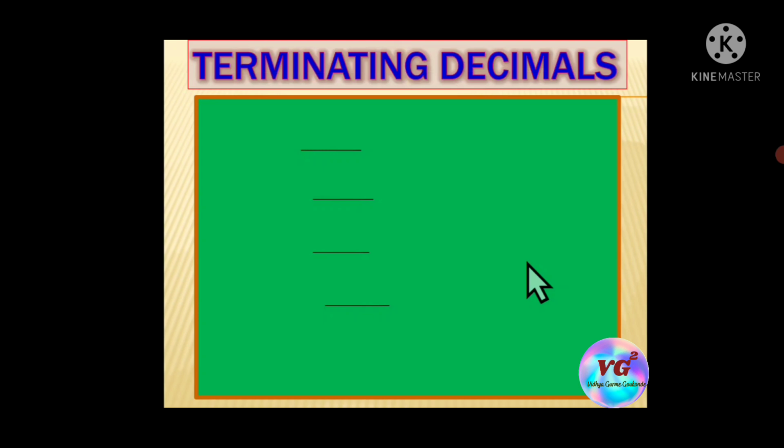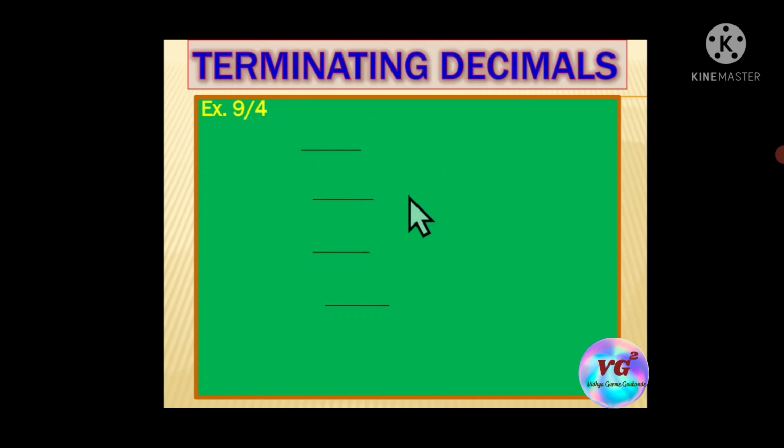What is the meaning of terminating decimals? Let's understand by one example. One example I am taking as 9 by 4. As 9 by 4 is a rational number, we can convert 9 by 4 in decimal form by doing a division process. We need to divide numerator by denominator. In this example, numerator is 9 and denominator is 4. So we need to divide 9 by 4.